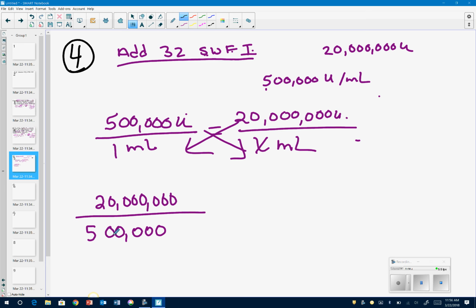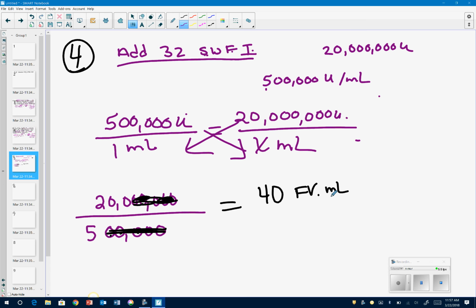Again, you can mark out your zeros. We have 5 down here. Mark out 5 on top. 1, 2, 3, 4, 5. Okay, and then we're left with 200 divided by 5, which makes it a little bit easier than putting all those zeros in the calculator. And you should come up with 40. So your total, or your final volume, is 40 milliliters.